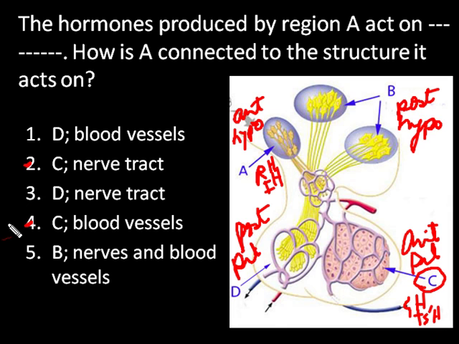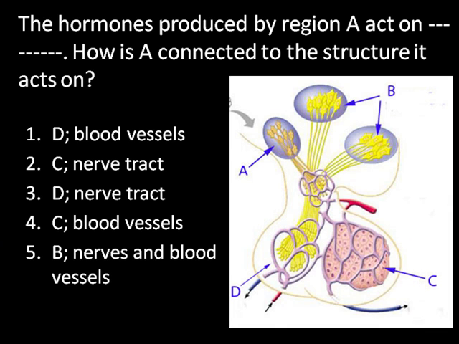Then it asks you how is A connected to the structure it acts on? So we have to see how A is connected to C. If you look up here, you notice from A, the releasing and inhibiting hormones are produced. They travel along this nerve tract and end up in these blood vessels. So they're secreted into the blood vessels, and then this set of blood vessels is connected to the pituitary.